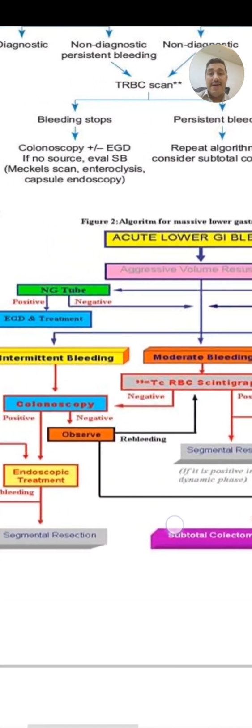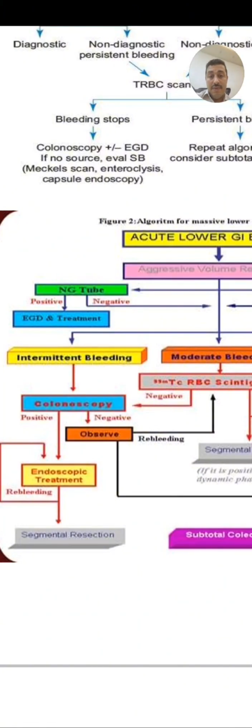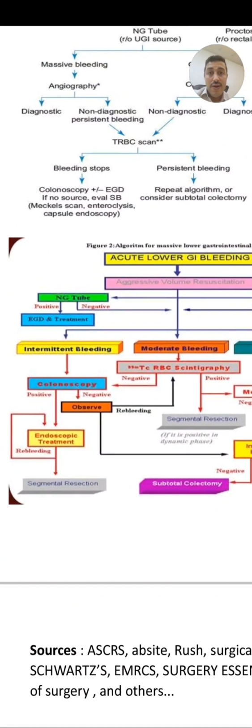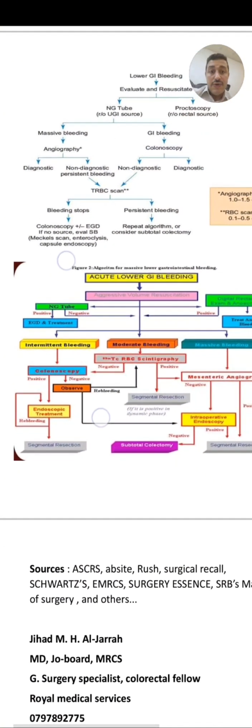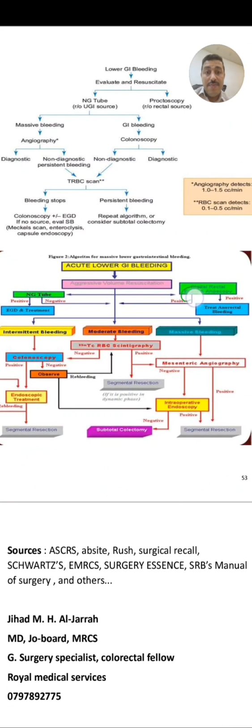Actually, the last algorithm, I see it more dynamic, more information rich. You can see that we started with resuscitation, NG tube, and on the other side anoscopy and rectal exam. These are the main important. And here, if it is massive bleeding, we go for angiography. If it is intermittent or moderate bleeding, we go for colonoscopy.